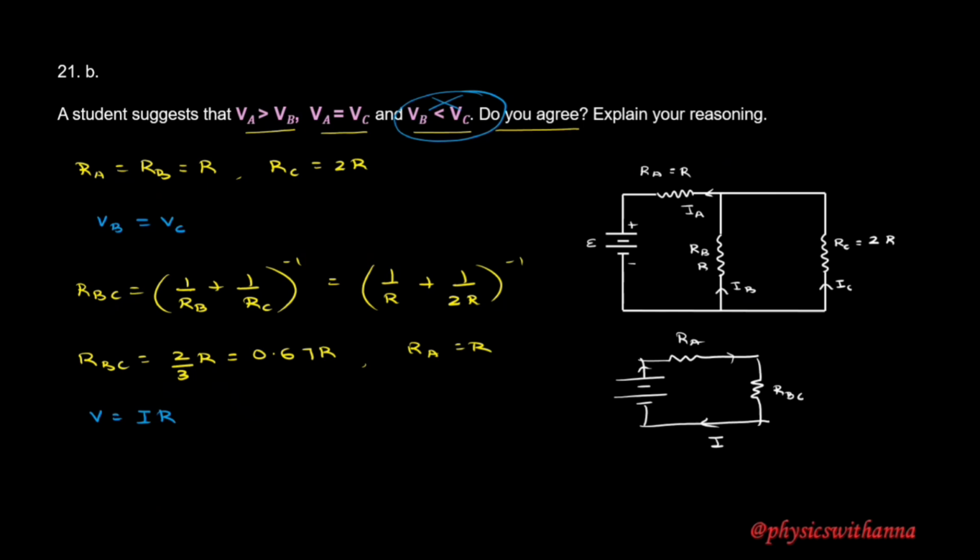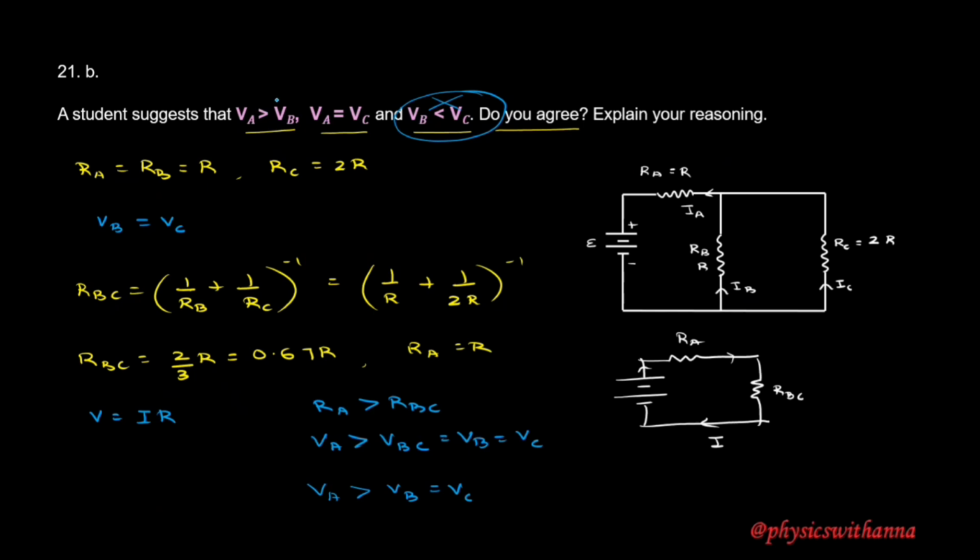Now if you compare the resistance of RA and RBC, we can see that RA is greater than RBC, and since the same current flows through them, the potential drop across RA will be greater than the potential drop across RBC. The potential drop across RBC, which is VBC, is the same potential across RB and RC, so this has to be equal to VB and VC as they are in parallel. So we conclude from this that VA is greater than VB, and VB and VC are equal to each other.